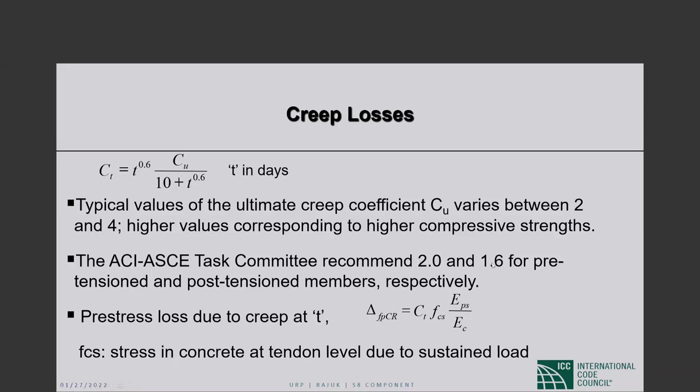After we figure out what factor to use, then we figure out the creep loss, which is this value right here. Very simple equation. The actual time-dependent creep factor, FCS, is the stress in the concrete at tendon level. Again, you have to go back to the stress equations, and then you figure out the stress due to only sustained load at the tendon level. Then, as you know, these are well-known values. EC is the modulus of elasticity of concrete, which, as you know, SEI gives us an equation to use there. And EPS is the modulus of elasticity of steel, which is pretty constant across all different kinds of steel.